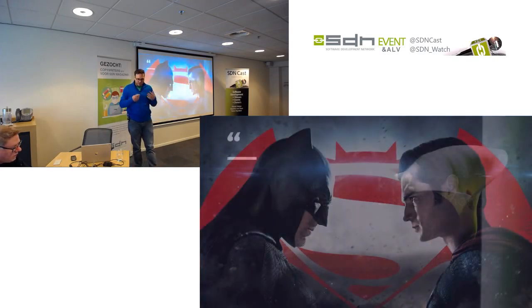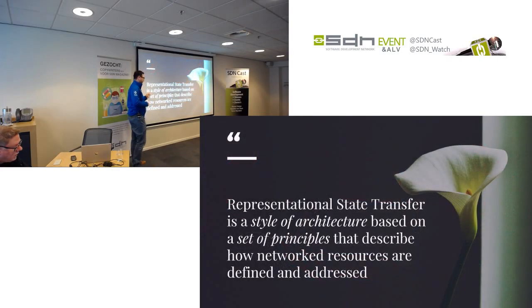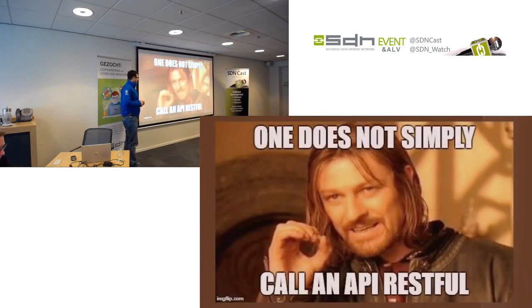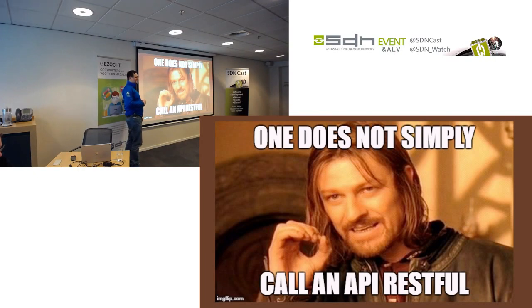So on the definition of REST, it is a style of architecture that's based on a set of principles that describes how network resources are defined and addressed. So APIs are the protocol and a standard. REST is the style of architecture. So you combine these two to have RESTful APIs. And that means one doesn't simply call an API RESTful. Having, like I mentioned before, having served JSON or having extensions as URLs doesn't make it RESTful. So what does it mean to be RESTful? I'm asking a question again.